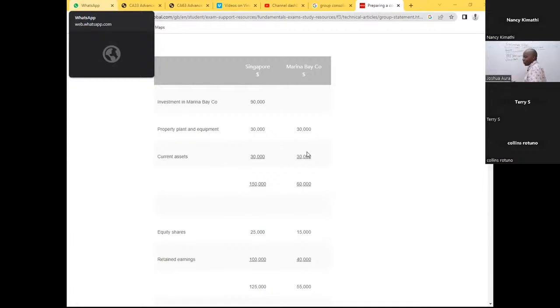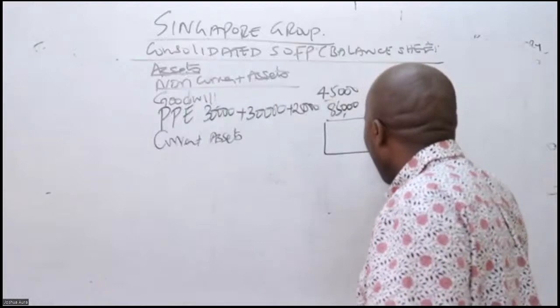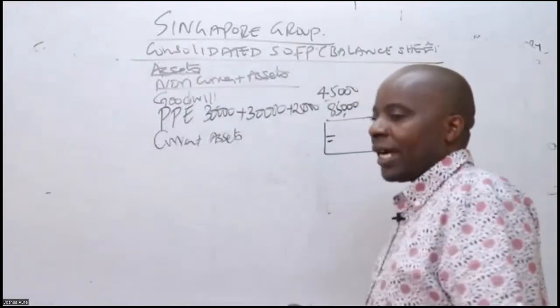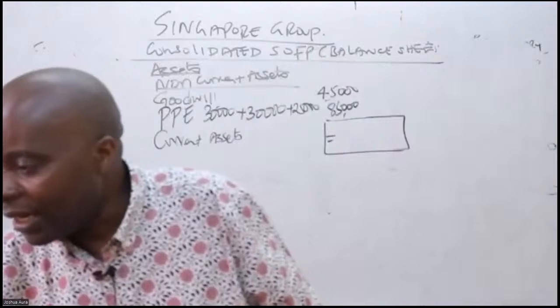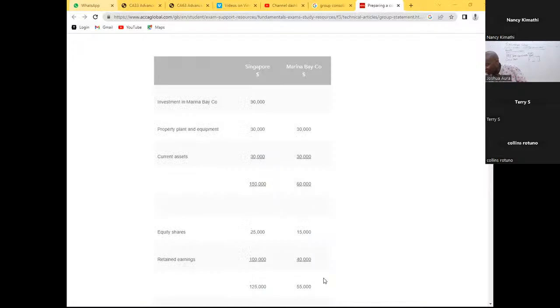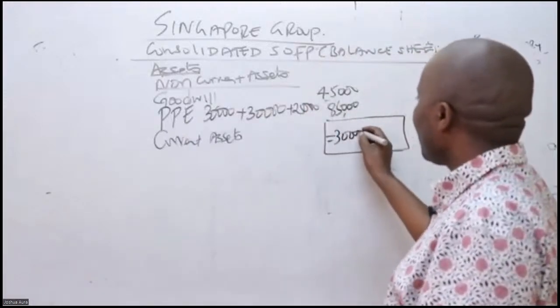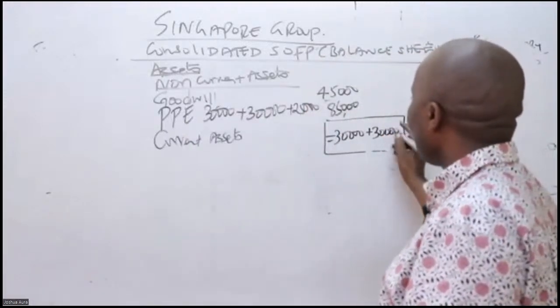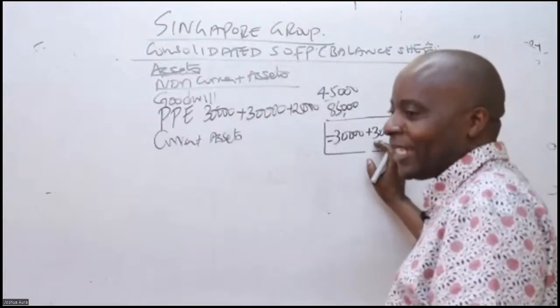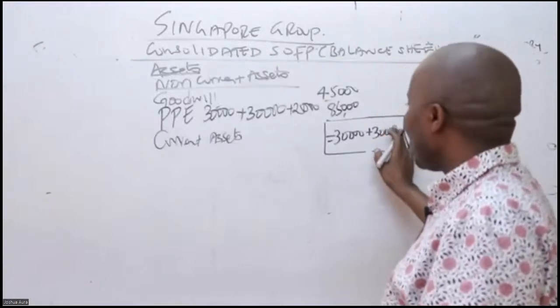I'll simply go to my box here. I'll make adjustments later. I say equals, I can see current assets, what do we have here? I can see 30,000 and 30,000. So I'll say equals 30,000 plus 30,000. I'll be making adjustments later, but just say it like that. Is there somebody who is getting 60,000 for now?